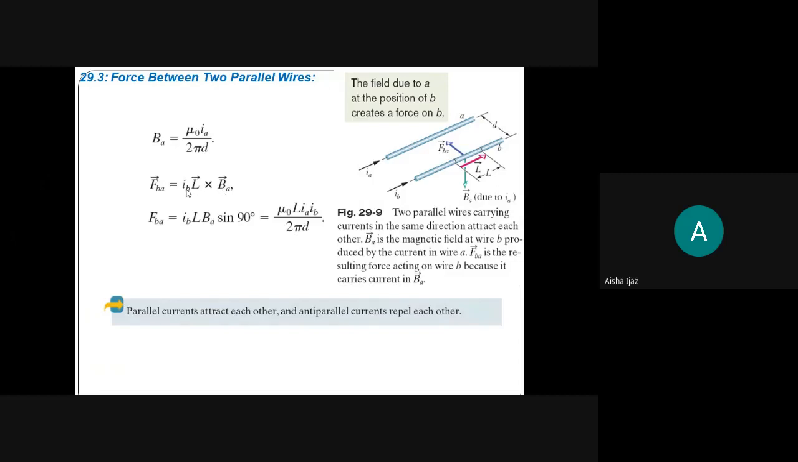Just put the value of B_A, and since we have done a few minutes ago, the magnetic field of the straight section will be mu naught I over 2 pi r. You can just substitute the value, and r is actually the distance between the two wires, which is d. So you will get the answer mu naught L I_A I_B over 2 pi d. This is the formula you have to remember, and it shows that parallel currents attract each other while anti-parallel currents repel each other.